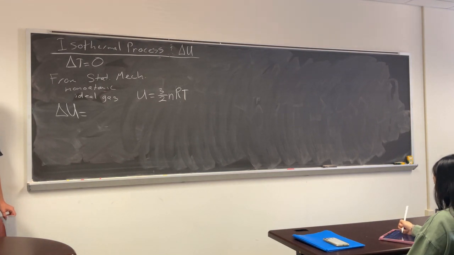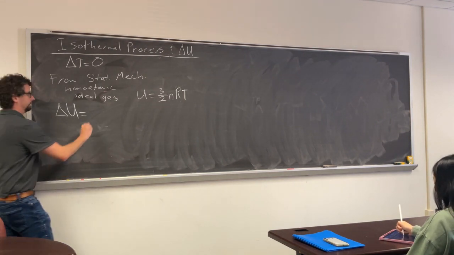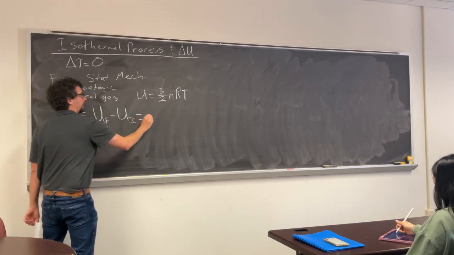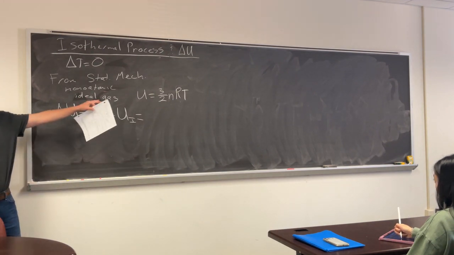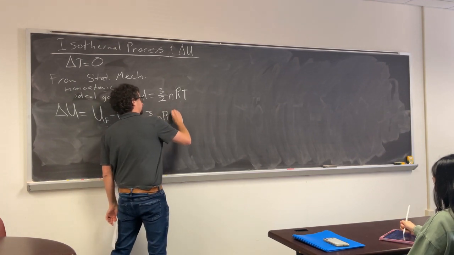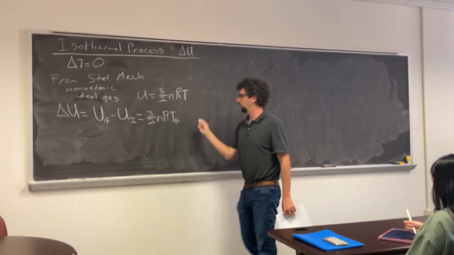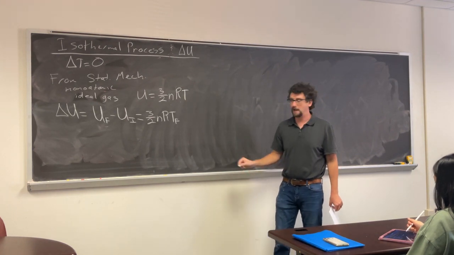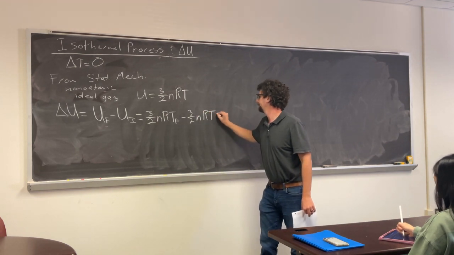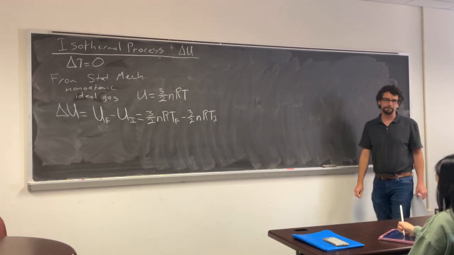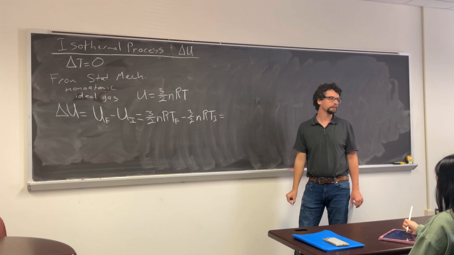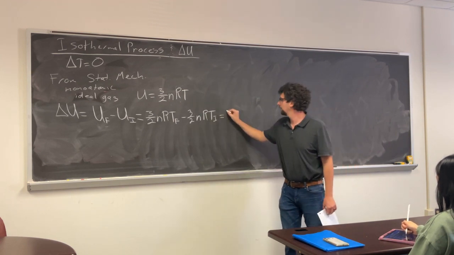And we looked at delta U. Delta U is what minus what? Yeah, U final minus U initial. And what we could do is plug in what we would calculate from stat mech. In this case, we're only changing the temperature, we're not changing the number of moles. We would get that expression. How could we simplify this?